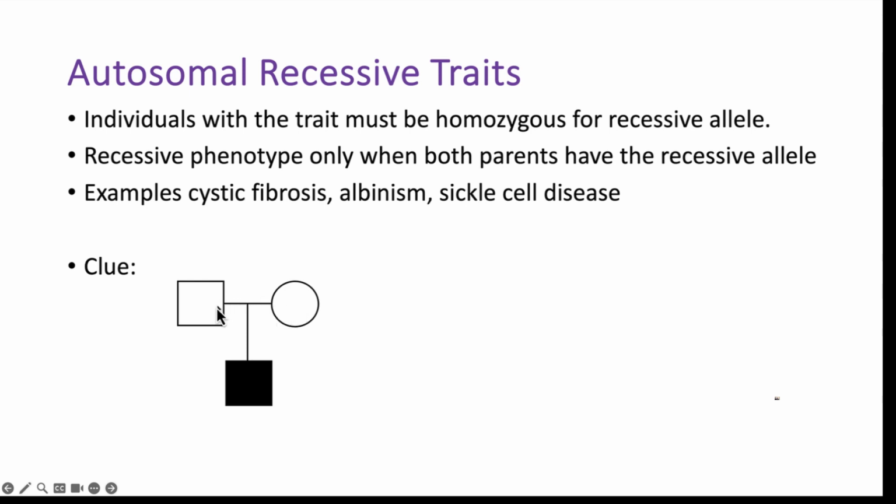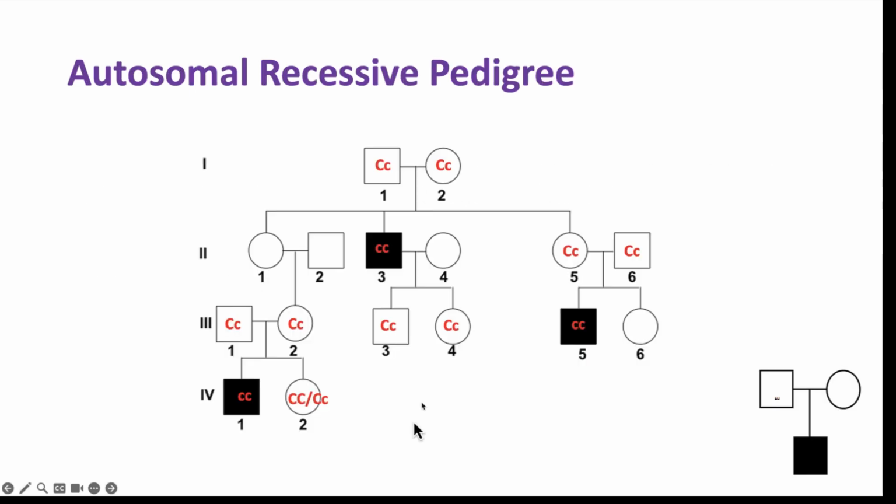So this is a clue for us when we're looking at a pedigree. If we see that the parents don't have the disorder, but the child does, that's a way of telling us that it's probably autosomal recessive because both of the parents were carriers. So this is an example for cystic fibrosis.